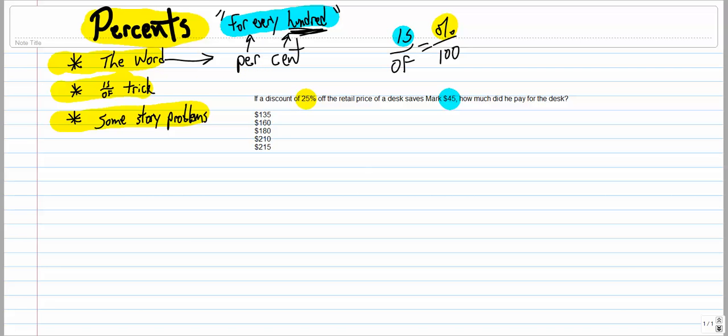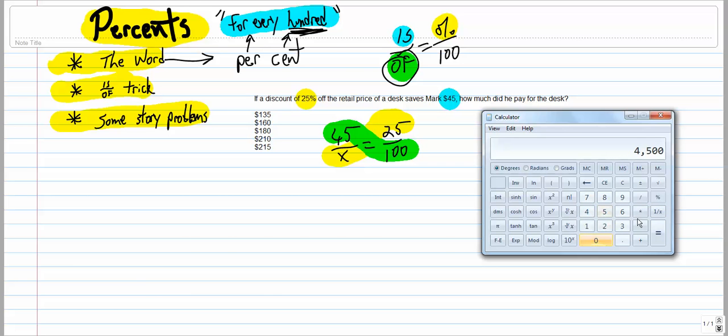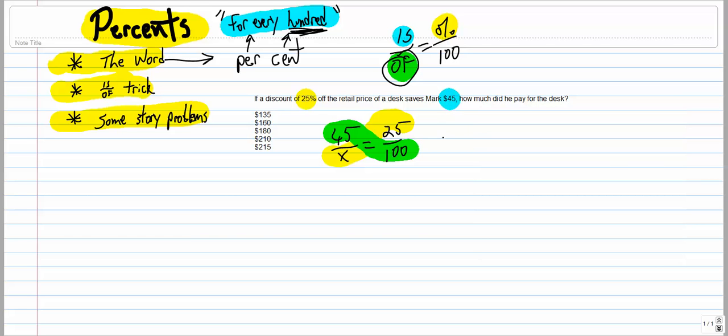I would like to know the of part. This is what I want to solve. So I'm going to write 45 over x. This time my is over of, my x equals my percent over 100. So I'm going to have 4,500 equals 25x. So let's do that. 45 times 100 divided by 25, and you get 180.